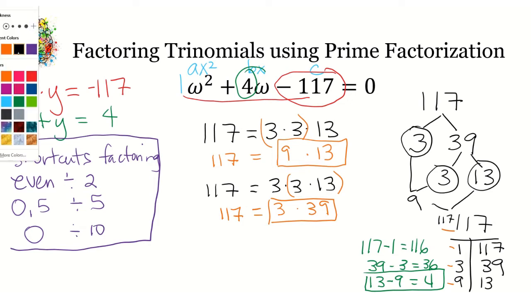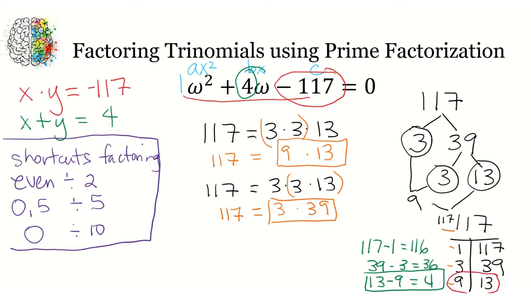And when I multiply these together, that gives me my negative 117. So that tells me that my factors are going to be a negative 9 and a 13. So that's how I've used the prime factorization to help me figure out these numbers. So now we're going to just go ahead and finish the problem just like we've done before.